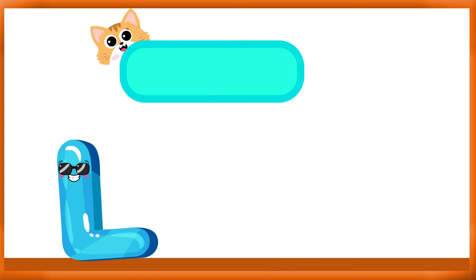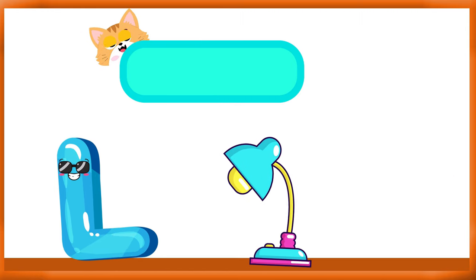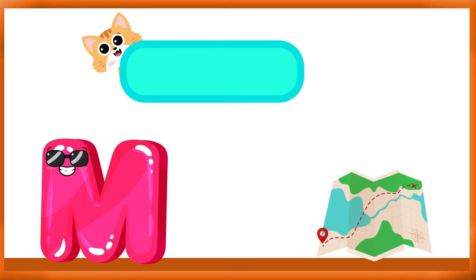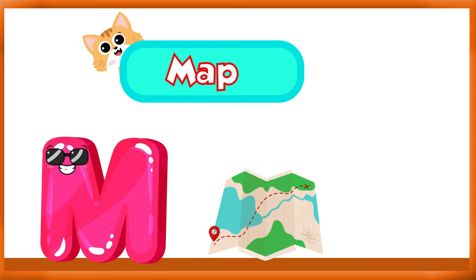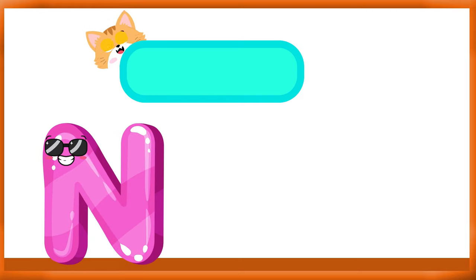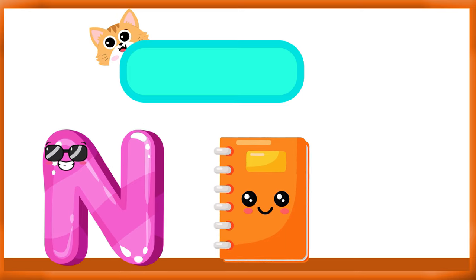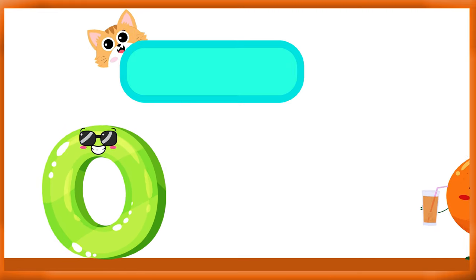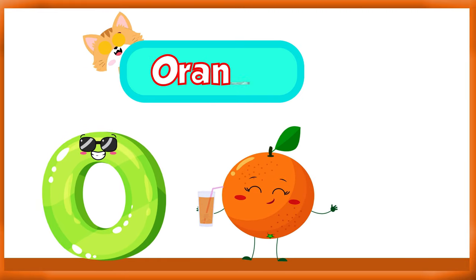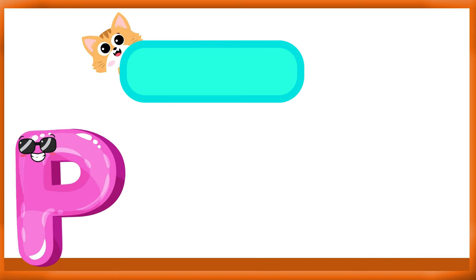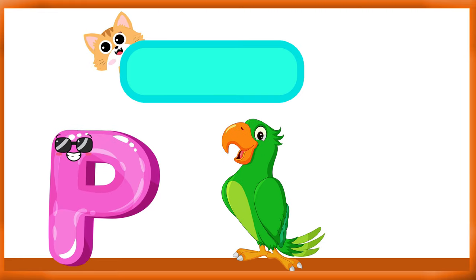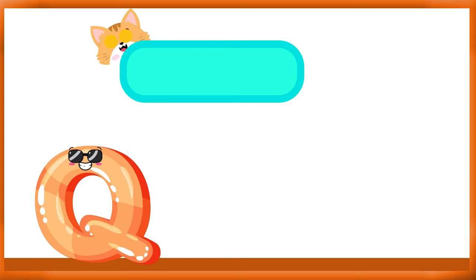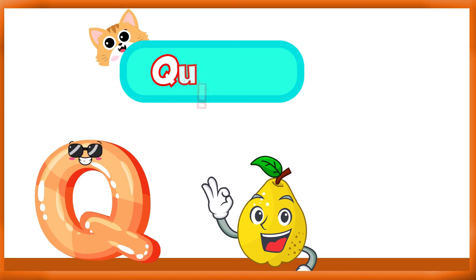Here comes the letter L. L, lamp. Here comes the letter M. M, map. Here comes the letter N. N, notebook. Here comes the letter O. O, orange. Here comes the letter P. P, parrot. Here comes letter Q. Q, queens.